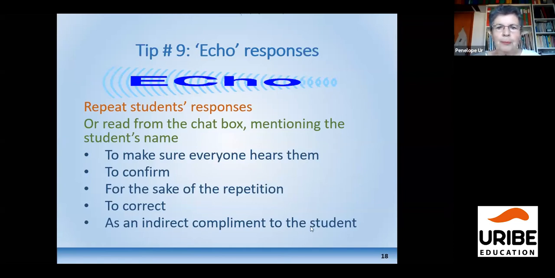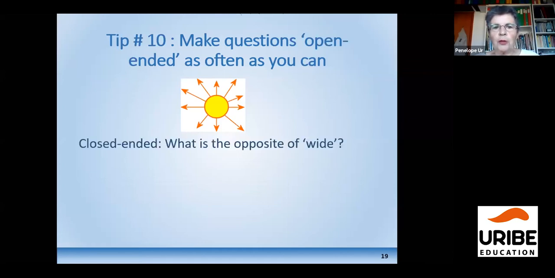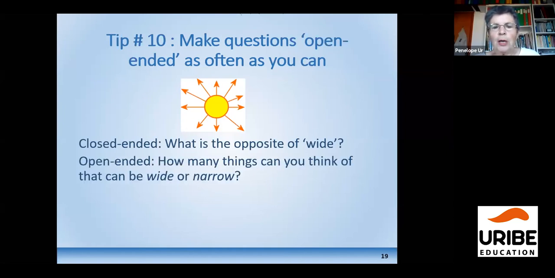Okay, let's move on. Tip number 10, make questions open-ended as often as you can. Open-ended means lots and lots of answers. So for example, closed-ended, what's the opposite of wide? There's only one answer, narrow, okay? Open-ended, how many things can you think of that can be wide or narrow? And there's lots and lots of right answers, and you are still practicing the 2 adjectives wide and narrow, but you're allowing students to give lots and lots of answers.